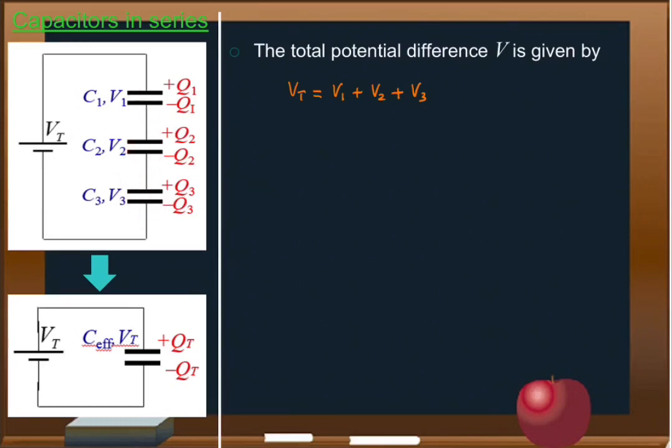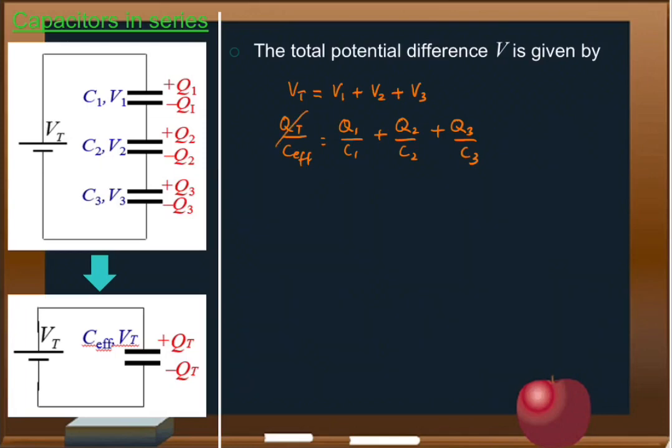And then we have already written the formula for each voltage. So V_T will be equal to Q_T over C_eff. And then V1 is Q1 over C1. V2 is Q2 over C2. And V3 is Q3 over C3. As we know, the charge Q on each plate is the same as Q_T, the total charge.